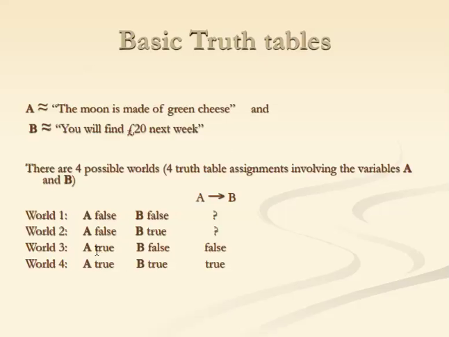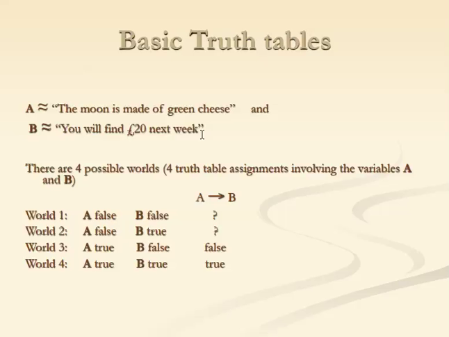Let me start to look at world 3. In this one, the moon is made of green cheese, and you don't find 20 pounds the next week. So what about the statement A implies B? Here you can see what we also talked about before, that the implication is not a causal implication. There's absolutely no relationship between whether the moon is made of green cheese and whether you find 20 pounds. However, in the logical implication, we don't require there to be a causal relationship at all.